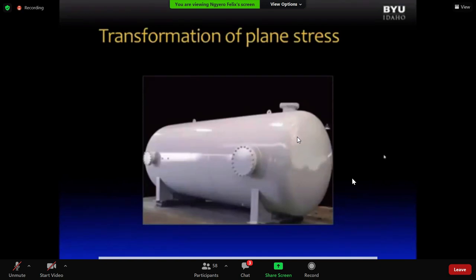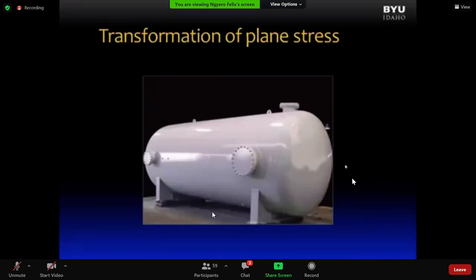Now let's begin our discussion. This is a pressure vessel. It can contain a gas, or it can be a liquid storage tank. In most cases, there are no external forces applied on the surface. In most cases, the surface is free of external loads. Transformation of plane stresses.